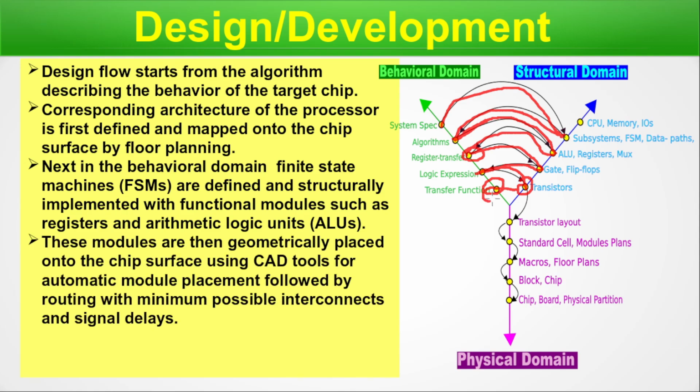And these modules are then geometrically placed onto the chip surface using CAD tools for automatic module placement, followed by routing with minimum possible interconnects and signal delays. These are the concerns at the physical level which are addressed by CAD tools. And this is basically the physical design part. These are the main things we do at the physical design level, that CAD tools are used for automatic module placement and with minimum possible interconnect. The lesser the interconnection length, the less the loss.